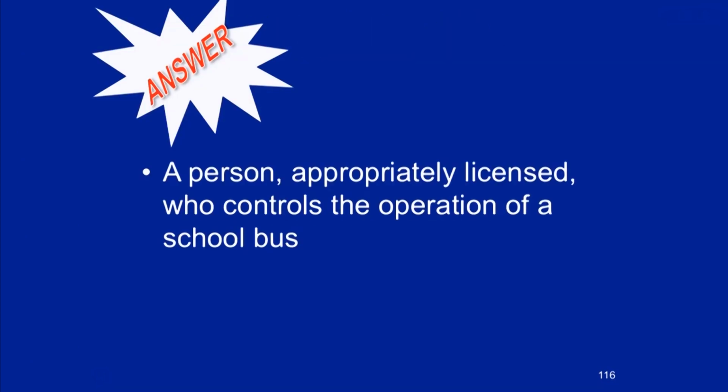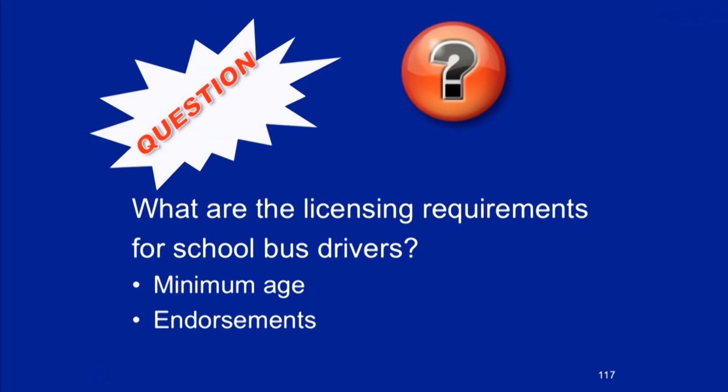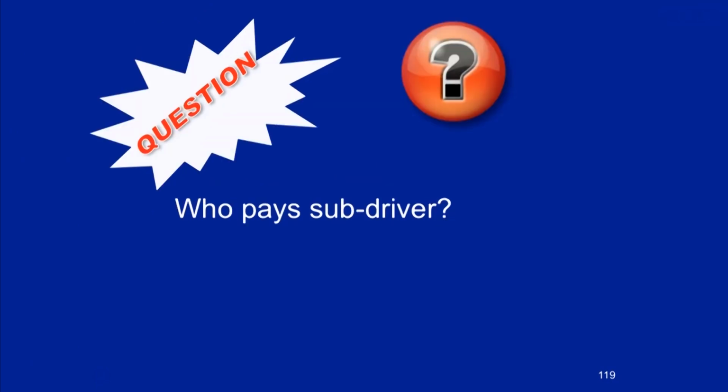Okay, define a school bus driver. A person appropriately licensed who controls the operation of a school bus. What are the licensing requirements for school bus drivers? What's the minimum age and what's the endorsements? The answer is they must have a minimum age of 18. So an 18 or 19-year-old can drive a bus. Okay, they must be minimum of age 18. They must have P&S endorsements on their commercial driver's license.